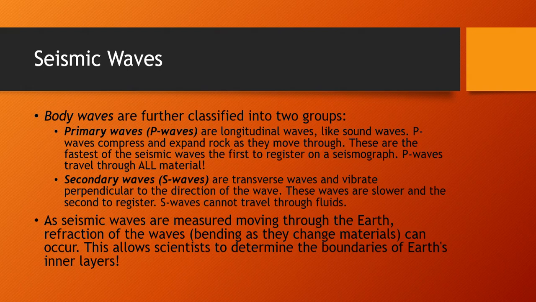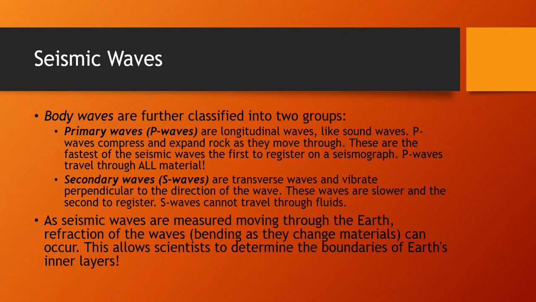Secondary waves are the second to register, hence the name, and they cannot travel through fluids, so they can't travel through liquids. By knowing that P waves can travel through everything, and secondary waves can't travel through liquids, we can figure out which part of Earth's internal layers are liquid, and which parts are solid. So a P wave could travel through all the solids and liquids, and S waves couldn't.